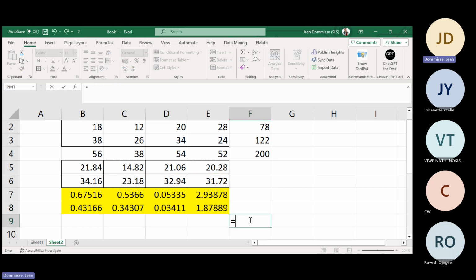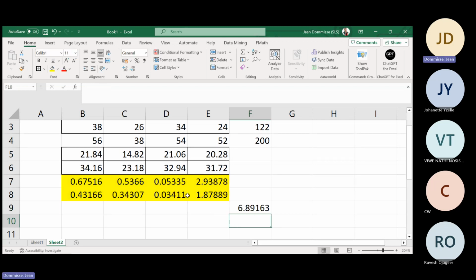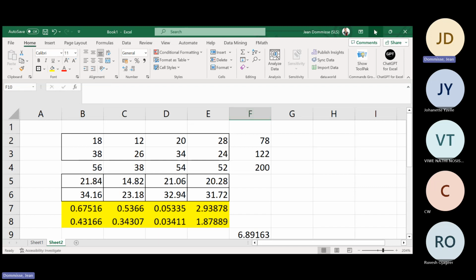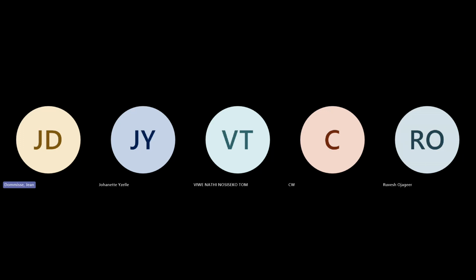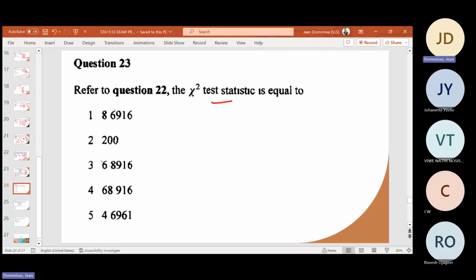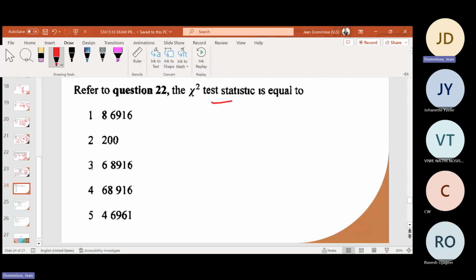And then that will just be a sum of that, which is now 6,89. I will share the spreadsheet in any case with you. And then the 6,89 was option 3.